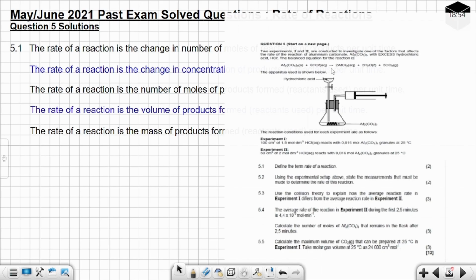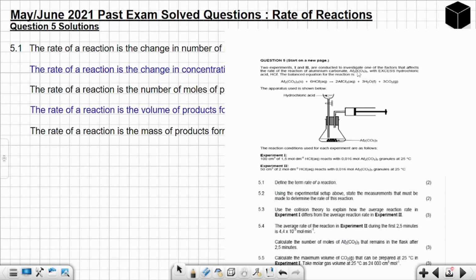Because when you look at the question here, it says aluminum carbonate reacts with what? With excess hydrochloric acid. Hydrochloric acid is in excess. Since the hydrochloric acid is in excess, this tells you that the other reactant is the limiting reactant. You have two of them, this one and this one. If this one is in excess, the other one is the limiting reactant.